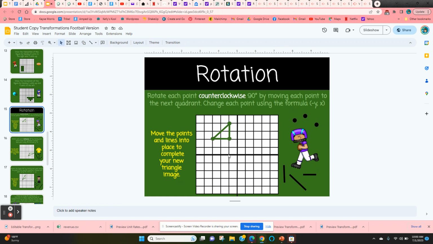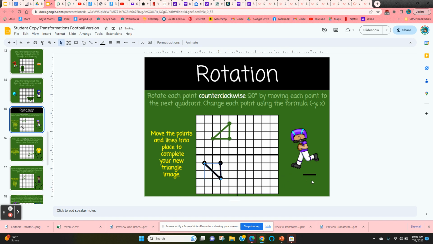So if we look at the first point, (-1, 2), and we use this formula, it will now be (-2, -1). So I'm going to click and hold on one of the points and plot a point at (-2, -1). Then the next point, (-1, 4), will now be (-4, -1). And the final point, (-3, 2), will now be (-2, -3). And then they can fill in the figure with these lines so that it completes their triangle.